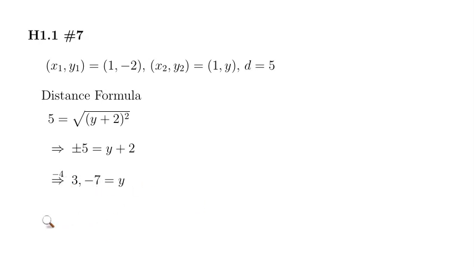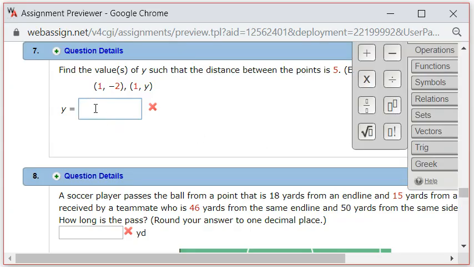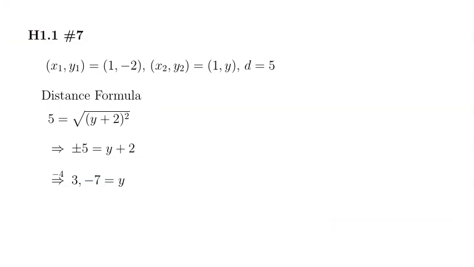So let's type it in. We found 3 is one value and the other one is negative 7. Let's check the answer. I came back and it looks like we got the correct answer. That's it. I hope that this was clear.